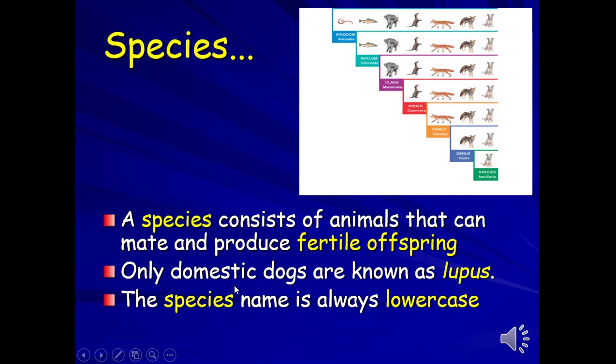Species. What do I mean by species? Species is a group of animals which can mate with each other and produce fertile offspring. This is a very important condition: the offspring produced after the mating must be fertile. Only the domestic dog is known as lupus. The species name is always lowercase like we said.